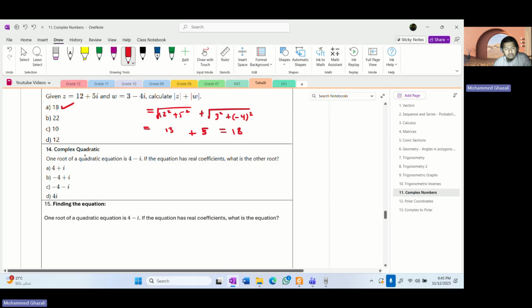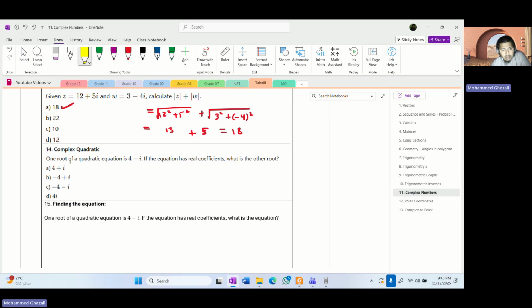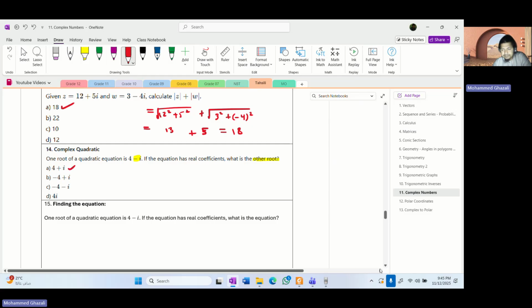Complex quadratic. One root of a quadratic is 4 minus i. If the equation has real coefficients, what is the other root? So the conjugate of 4 minus i is 4 plus i. What is the other root? The other root has to be the conjugate, the conjugate of -i is positive i. So 4 plus i is the other root.